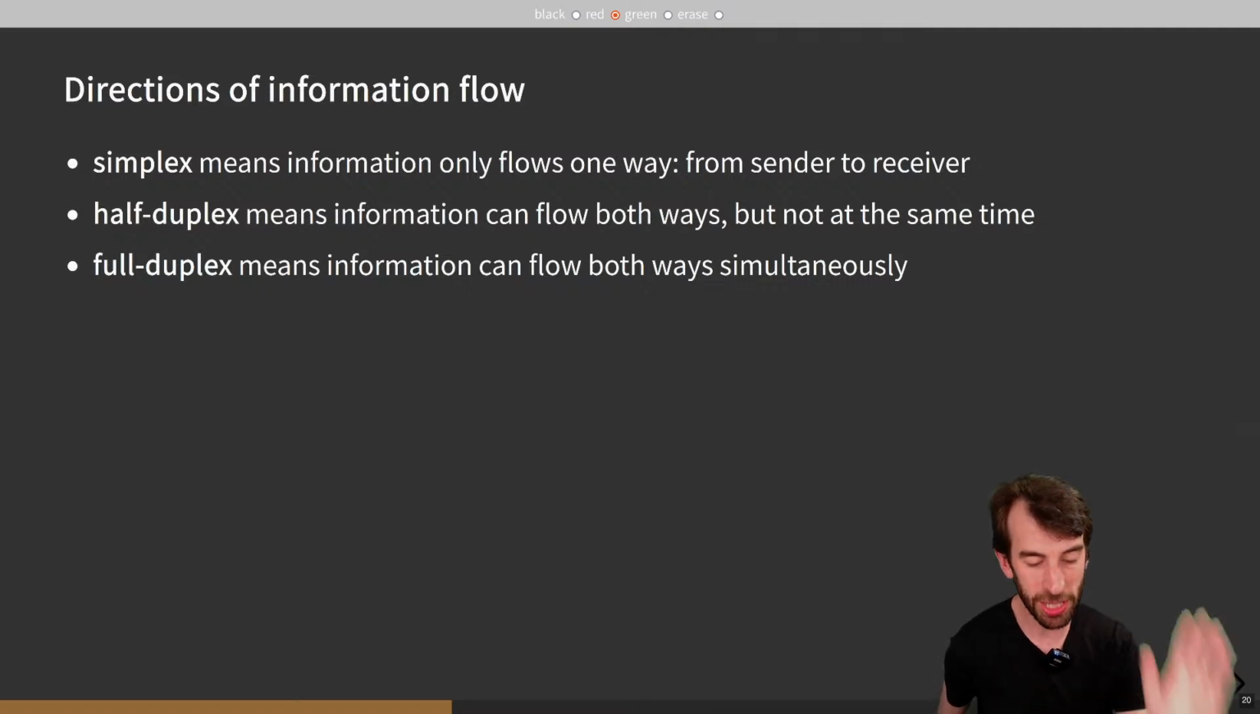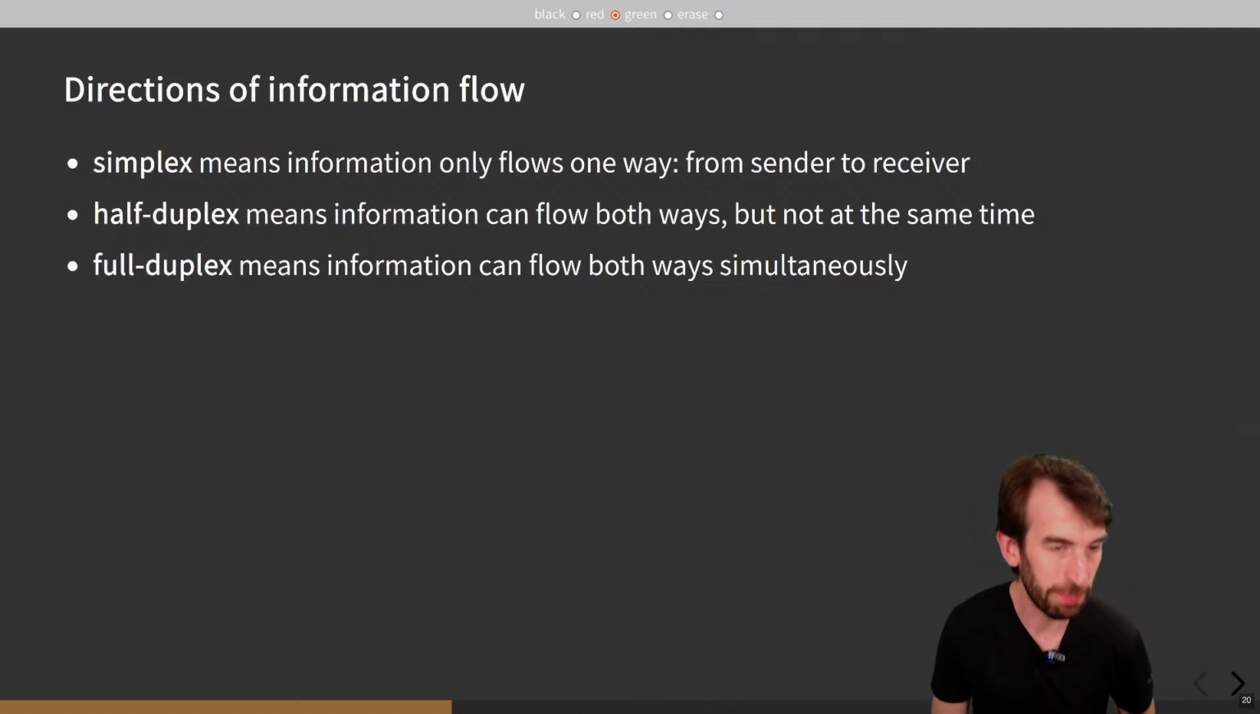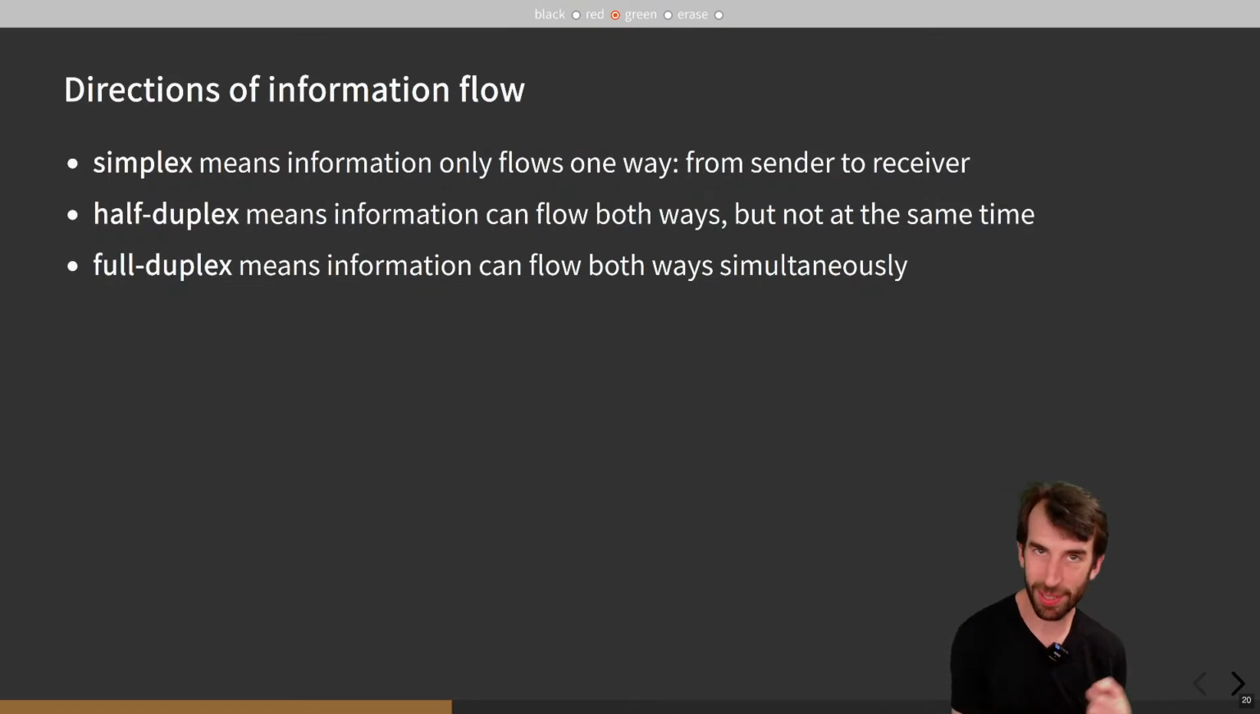Okay, directions of information flow, another network concept. Simplex. These always end in an X, I don't know why, but simplex means information only going one way, from sender to receiver. Much like right now, you are listening to me, and most of you are not talking to me. Half duplex means it can go both ways, but not at the same time. So I guess I could be talking to you, or we could turn the camera around, you could talk to me, but not at the same time. Full duplex means information can go both ways simultaneously.